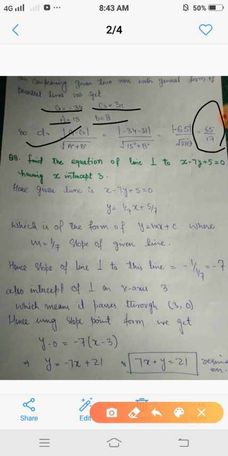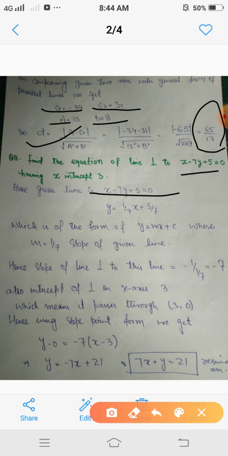Now question number 8. Find the equation of the line perpendicular to the line x minus 7y plus 5 equals 0 and having x intercept 3. This means that this line, which is perpendicular to x minus 7y plus 5 equals 0, cuts the x-axis at a distance of 3 units from the origin on the positive side of the x-axis.